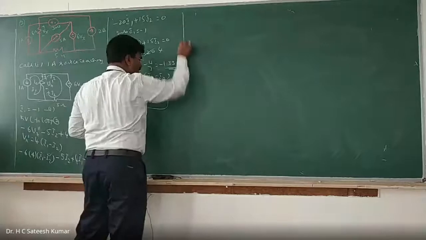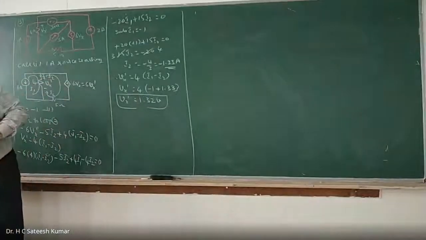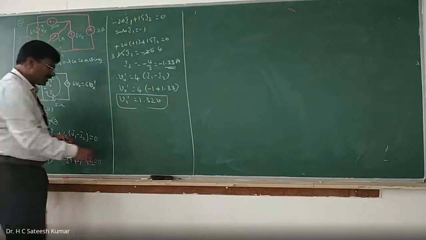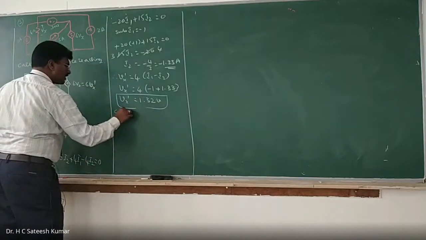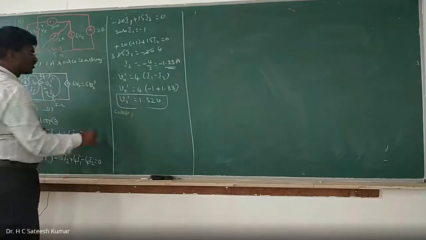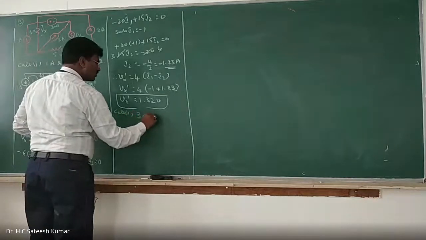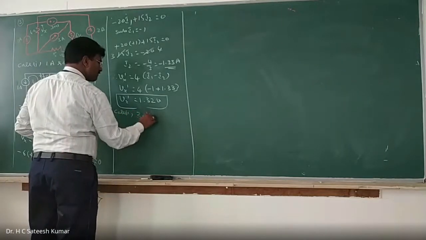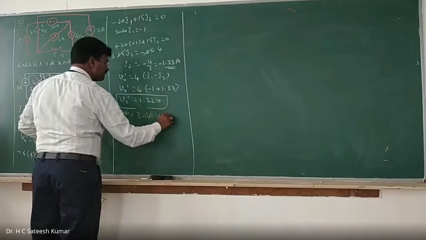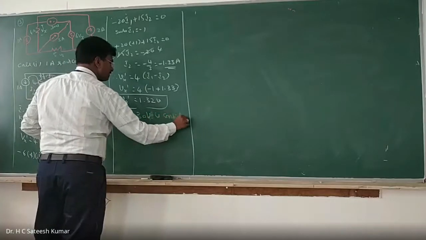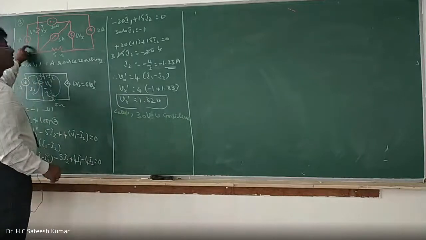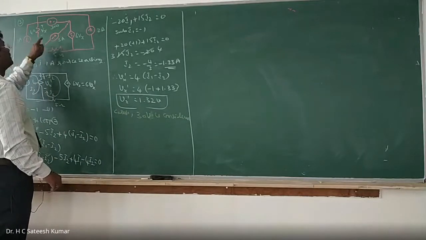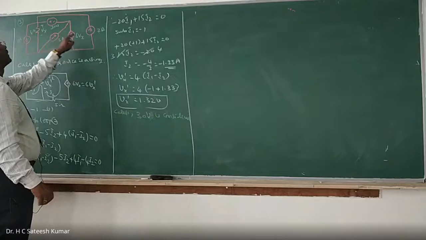Case 1 we got it: 1.32 volts. Next, case 2. Case 2 is the second source, the 30 volt source acting. If the 30 volt source is considered, then this will become open circuited, this is also open circuited, and this is also open circuited.